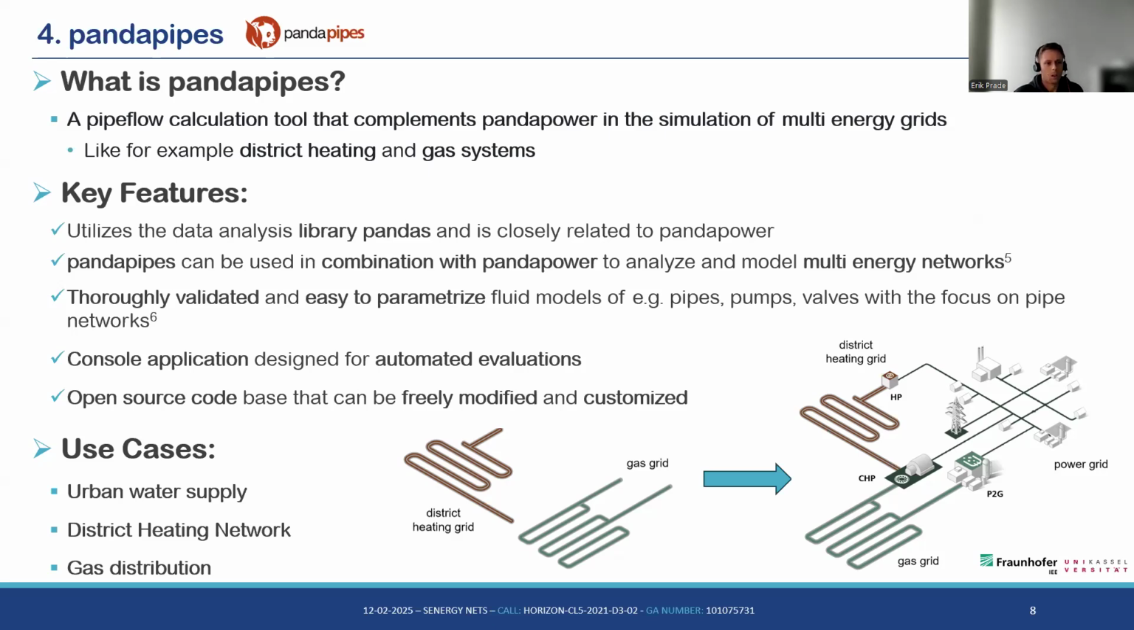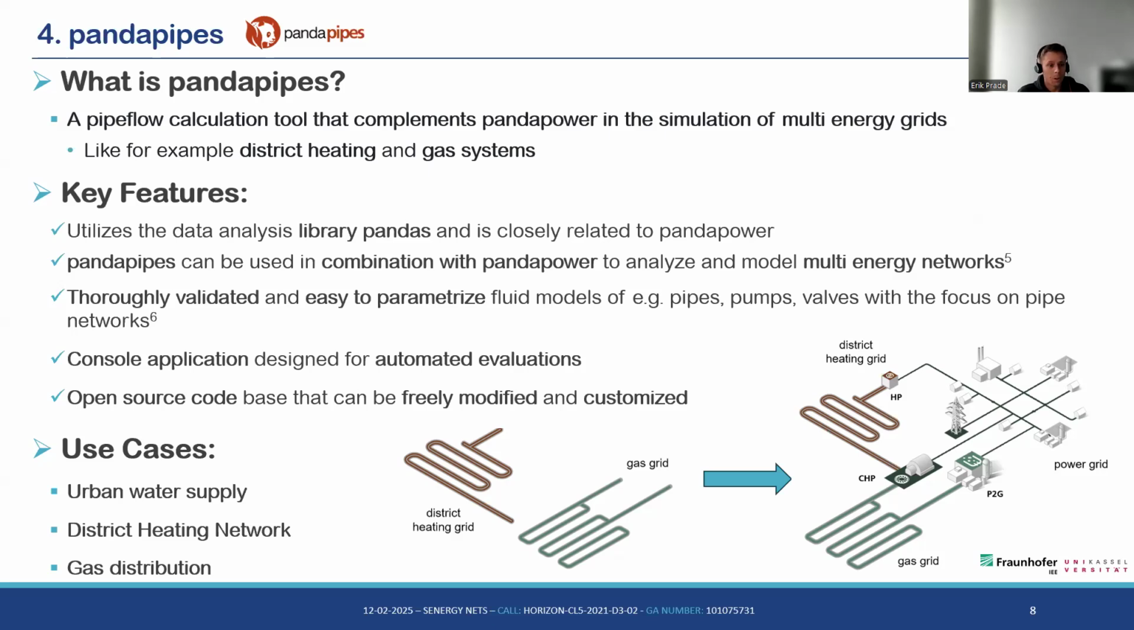And similar to Panda Power, it's been thoroughly validated. For example, with, at least in Germany, a very big software, StarNet, and also with Modelica. And you have several components you are able to model, for example, pipes, pumps, valves, but also since about a year, we have developed some district heating components, like, for example, heat consumers or heat exchangers you can use in your simulation.